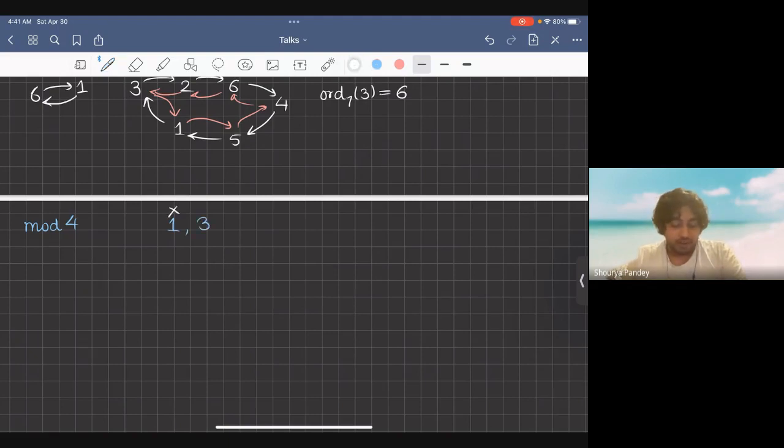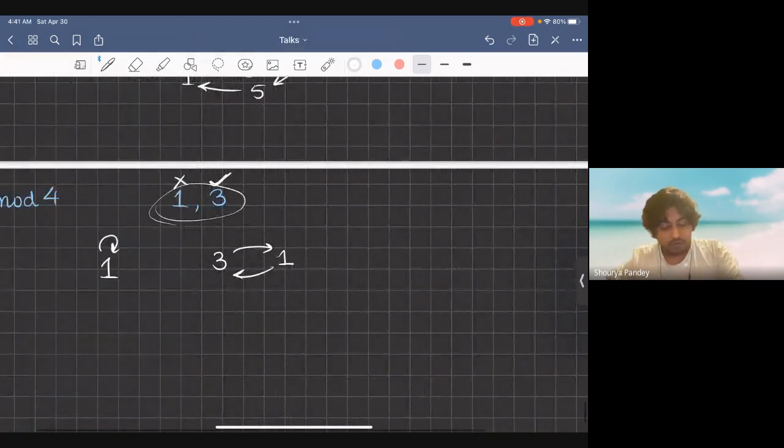1 obviously doesn't hit everything. 1 is just 1. But then 3 hits everything here, right? 3, 1. We just need to hit everything in this list. We cannot go outside the list because if we start with a number co-prime to 4 and we keep multiplying it by itself, we'd always remain co-prime. So we can never hope to hit 2 starting from 3. So this is good. This is a primitive root.